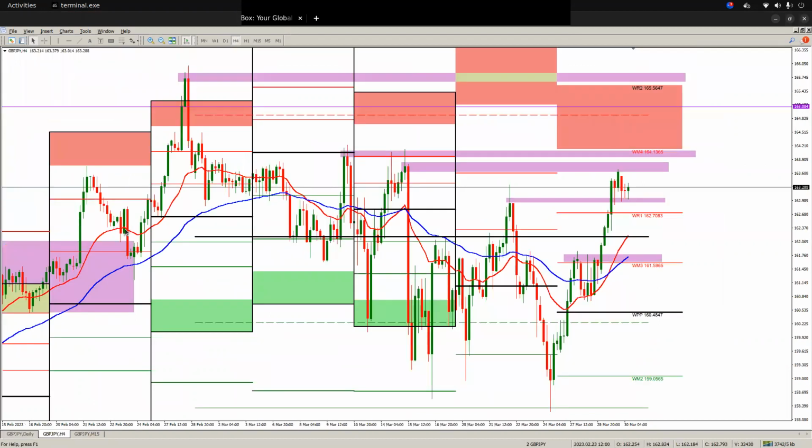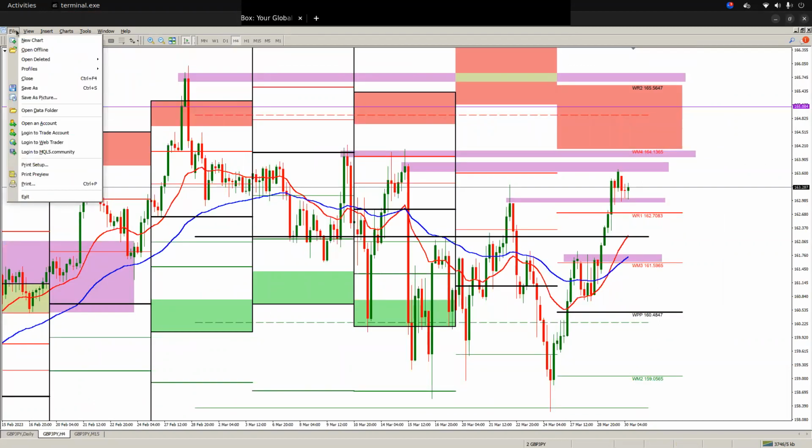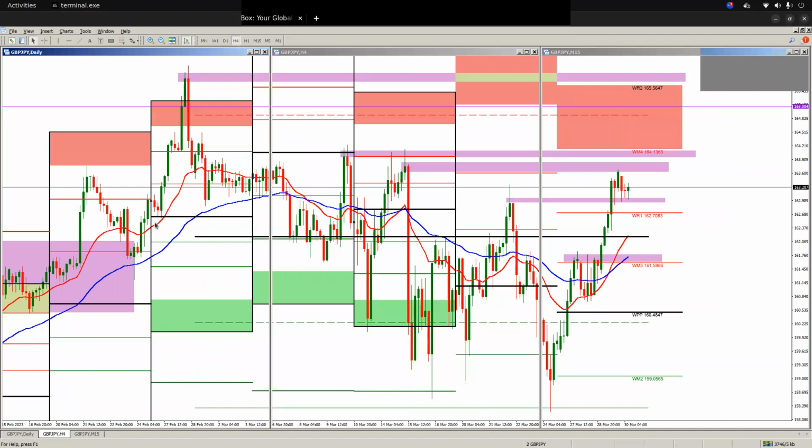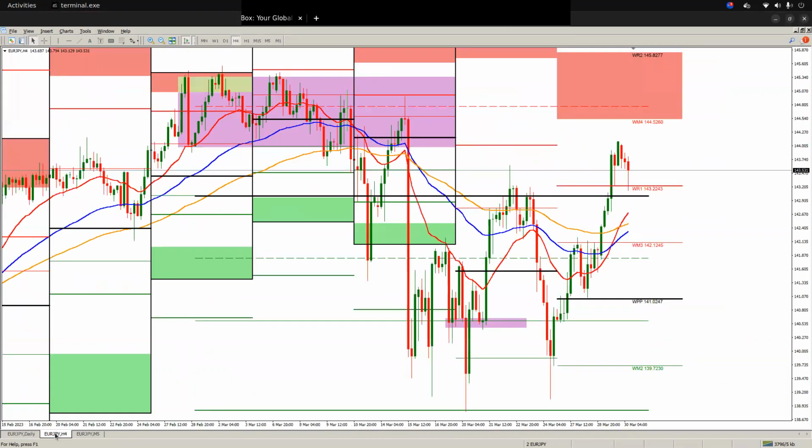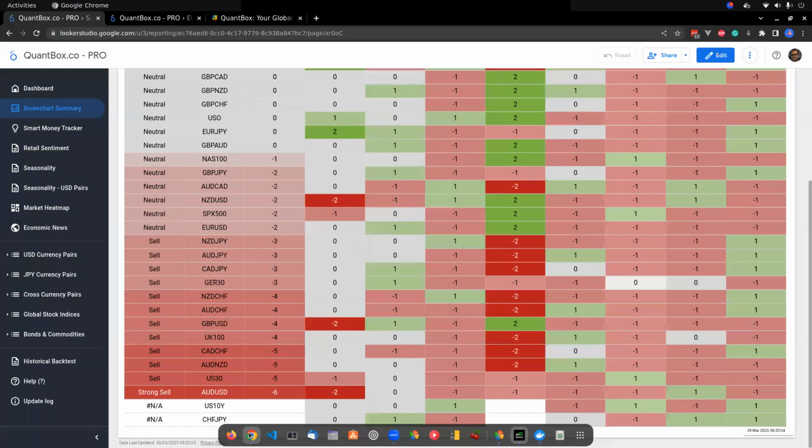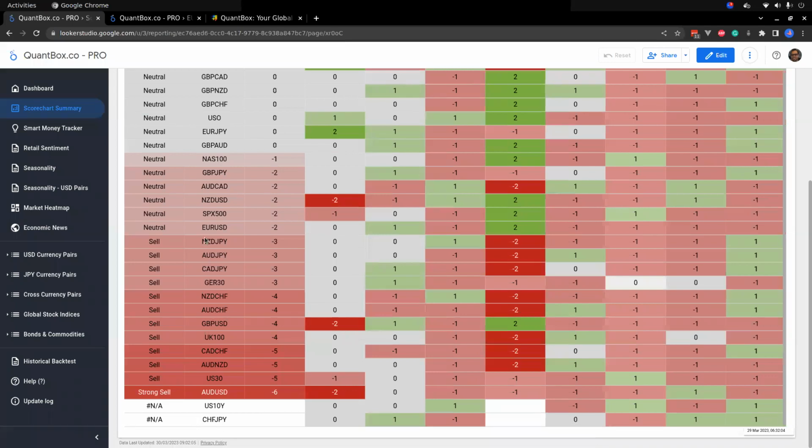Pound yen, very much sideways. And euro yen, very much sideways. Looking at these pairs over here, Kiwi yen, Aussie yen, CAD yen, pound yen, neutral in the pound yen. But ultimately, even if they are bearish, why is the market not net bearish? And is that going to change?